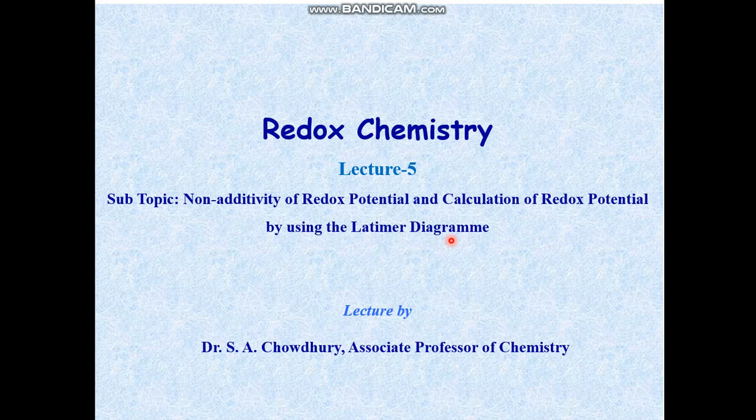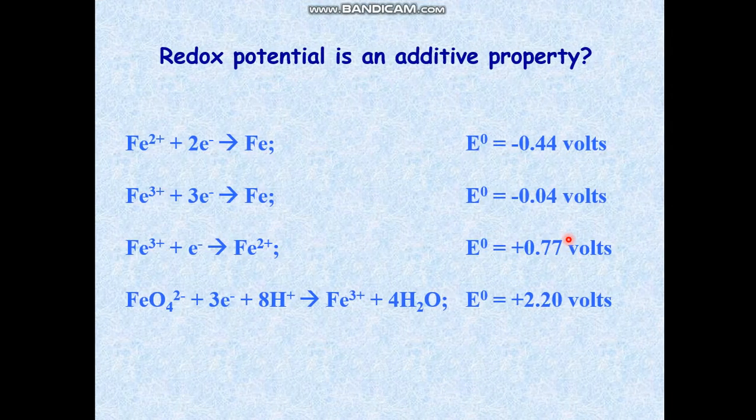And here a question arises whether they can be added or not. So first of all, look at the heading of the subtopic, which is non-additivity. That means redox potential is a non-additive property. That means they cannot be added with each other. So how can we take help of other redox potentials, without adding them, to calculate the redox potential of a third system? So this topic will be discussed here.